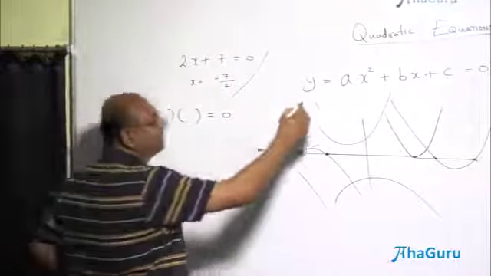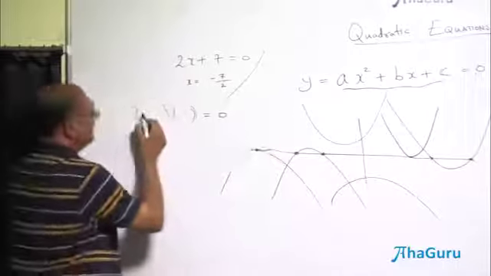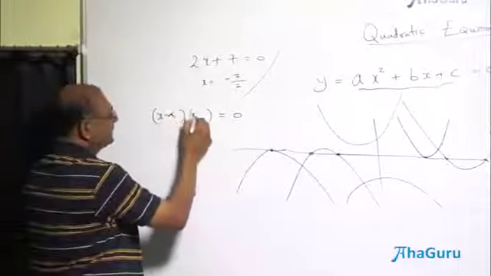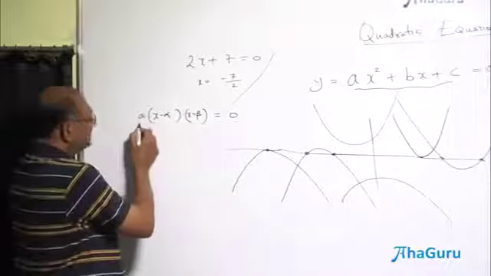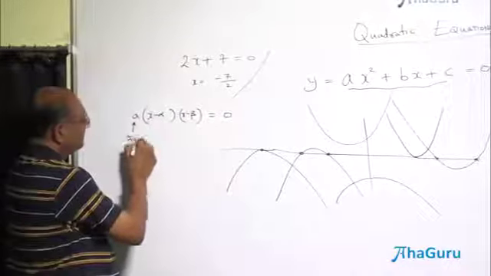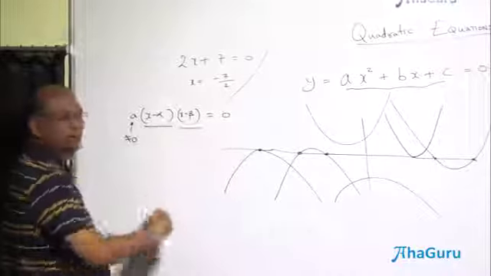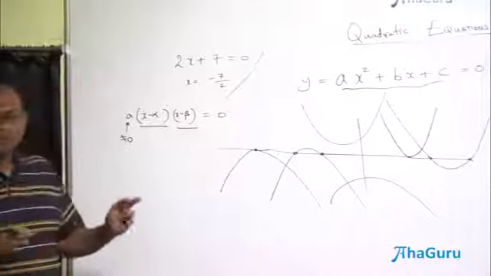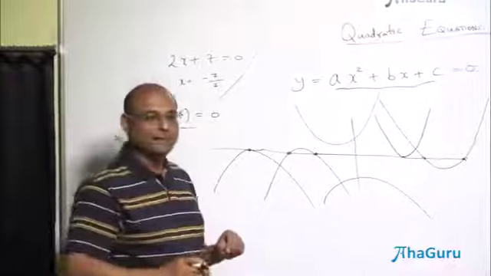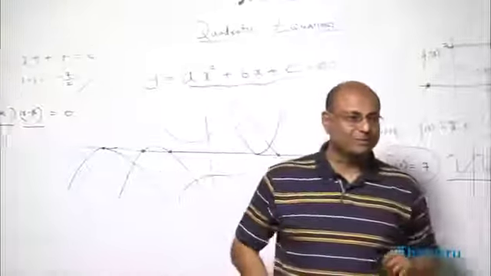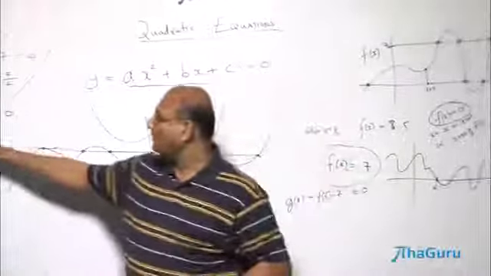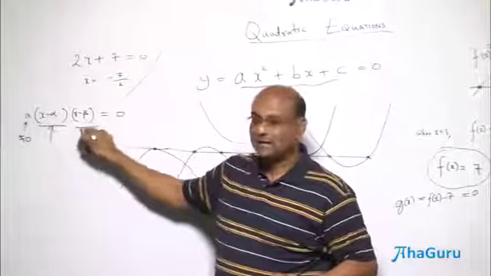So if I can somehow write this as x minus alpha into x minus beta, maybe into a into whatever. Now if a is not 0, this must be 0, that must be 0, because otherwise there is no way a bunch of numbers can multiply and give you 0 if one of them is not 0. At least one of them must be 0. So therefore we have solved for x by saying x is alpha or beta.